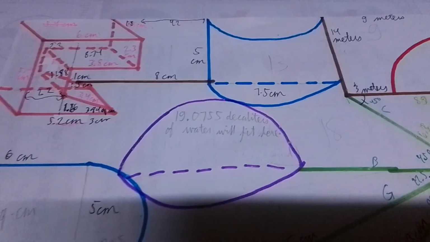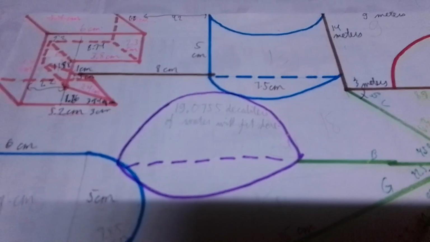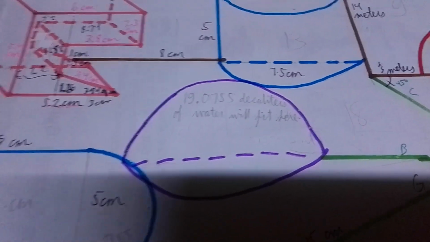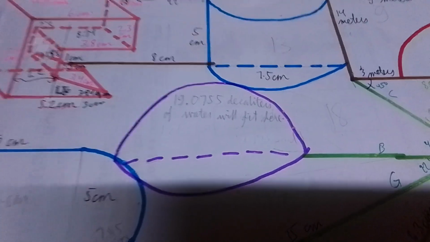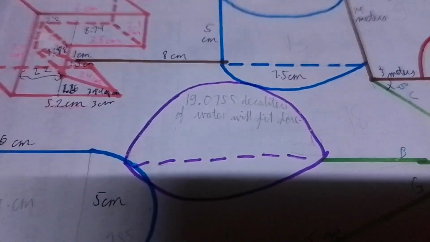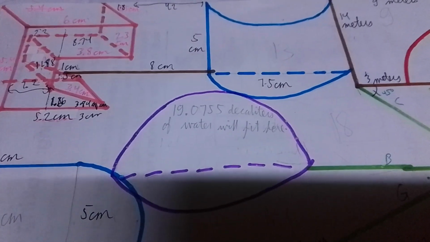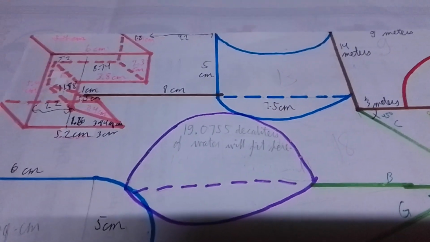Okay, I have one last problem to show you before we leave. It says here that 19.0775 decaliters of water will fit in here. So, it's our job to solve for the surface area and the volume. Take note, when we talk about decaliters of water, you know that's already volume, diba?